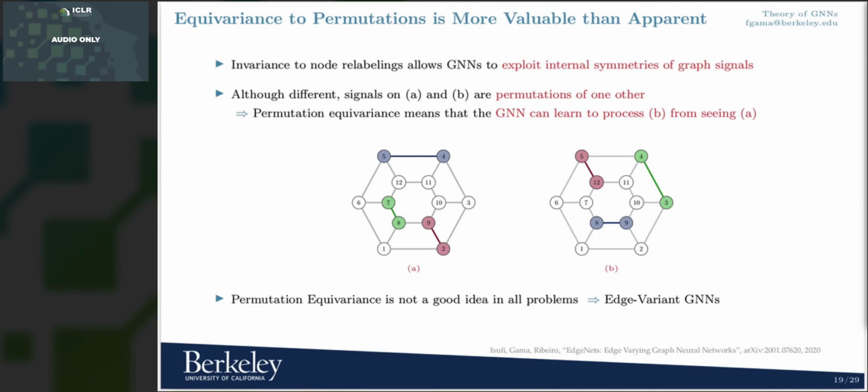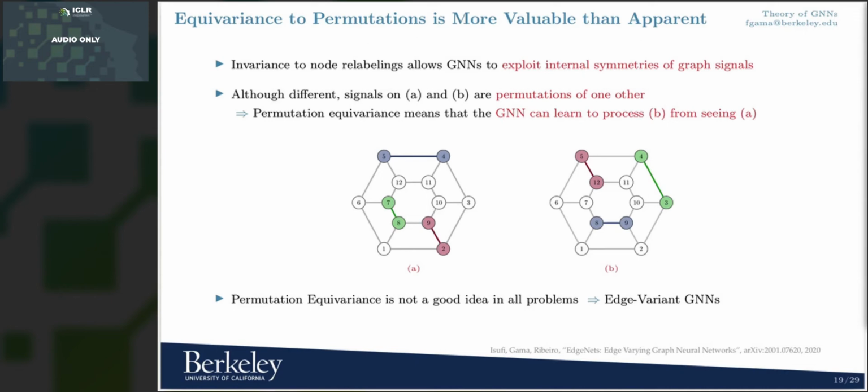But on a deeper look, we note that the invariance to node relabelings allows GNNs to exploit internal symmetries of graphs. Consider the two pictures shown here. As we can see based on the labeling of the nodes given by the numbers, these two graph supports are exactly the same, which means that the matrix S that describes both graphs is the same. What is different is the graph signal defined on top of them, which is shown here in colors. The graph signal in A is different from the graph signal in B, that is, the vectors x are different.